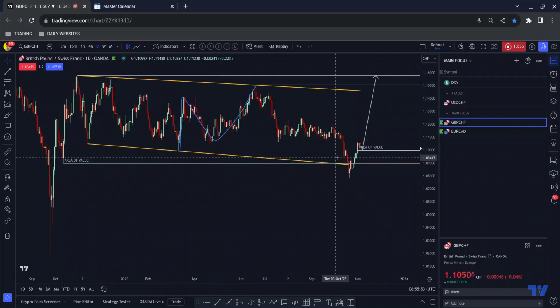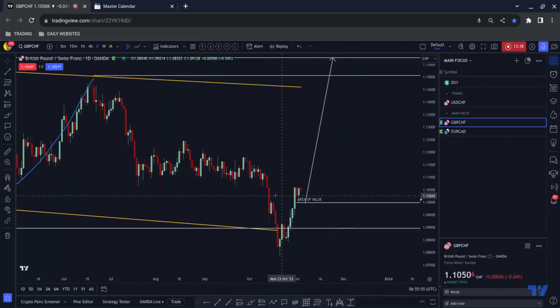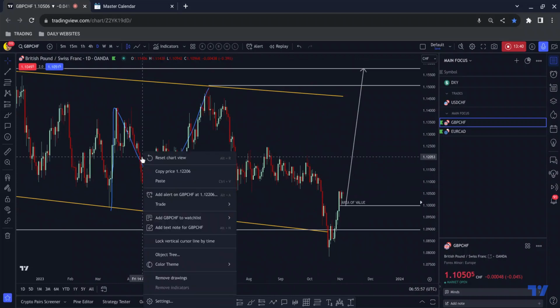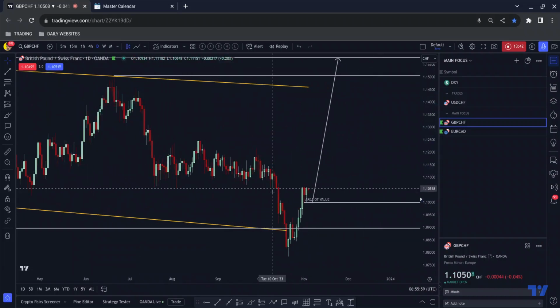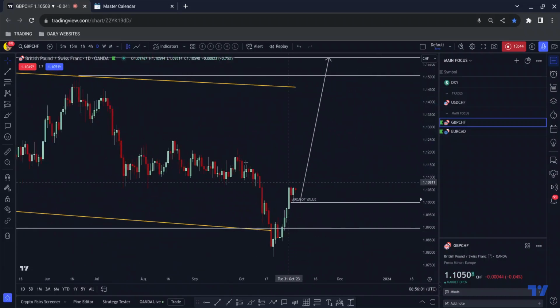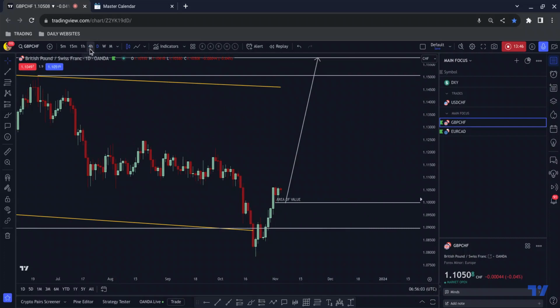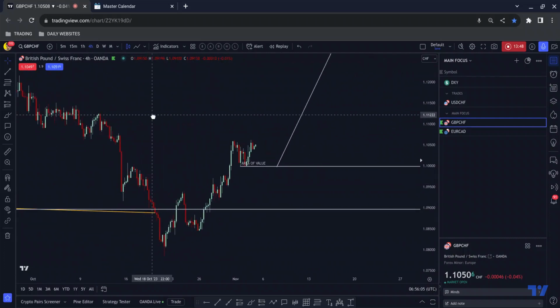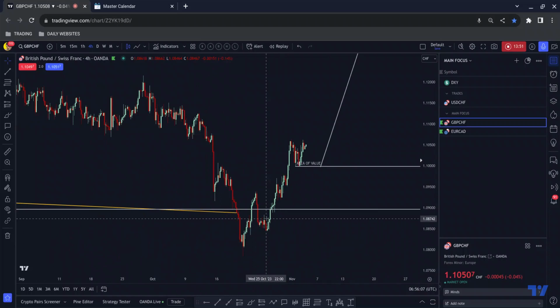What happens? We break below here, people get caught the wrong side of the market, who believe what was previously support becomes resistance. We then break above, and we do so fairly impulsively. You do have to remember that this is pound Swiss, which does tend to move in a slightly corrective way, but for pound Swiss, this is quite an impulsive move up.